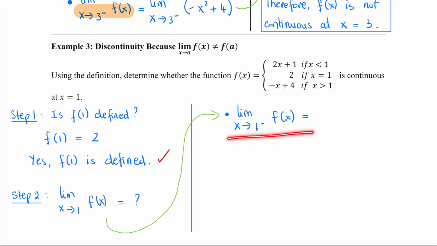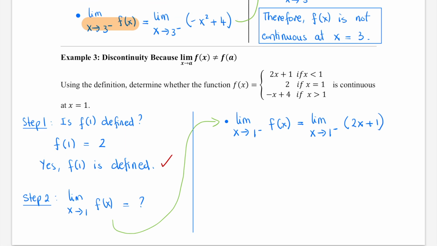For the left-hand limit, x is approaching 1 from the left. That means x is less than 1. When x is less than 1, I'm using 2x plus 1. Limit when x approaches 1 from the left of 2x plus 1. I will substitute 1 in for x. So I have 2 times 1 plus 1, which is 3.